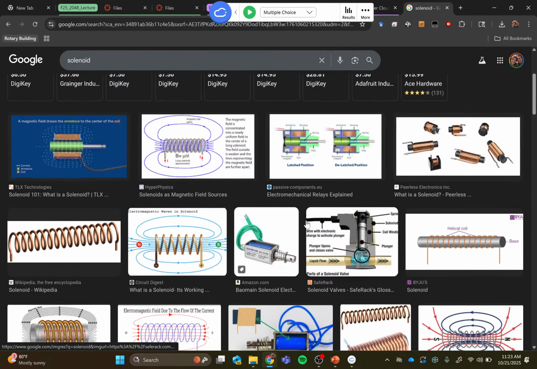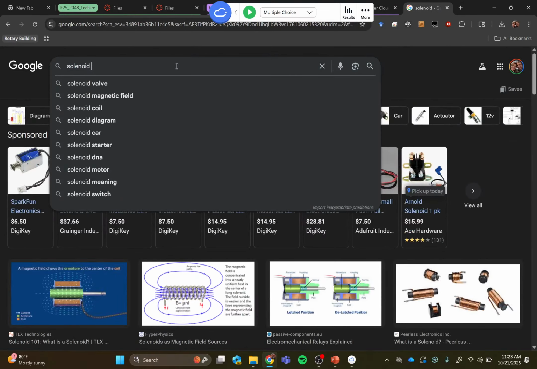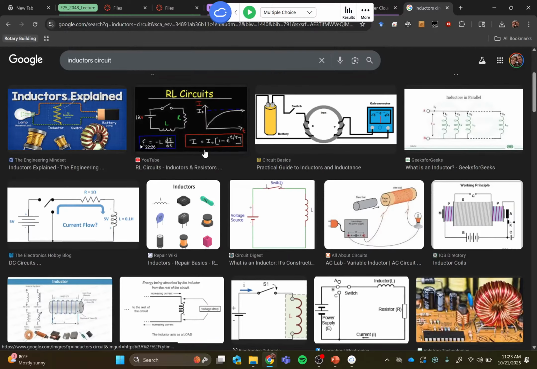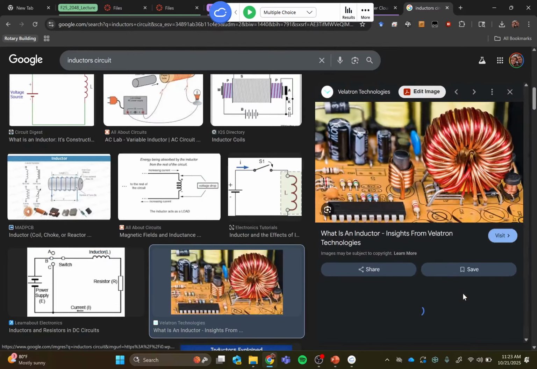So, let me see, solenoids, these are often called inductors. We're going to learn about inductors. It's not a little thing that shoots up? No, so I'm trying to find, all right.